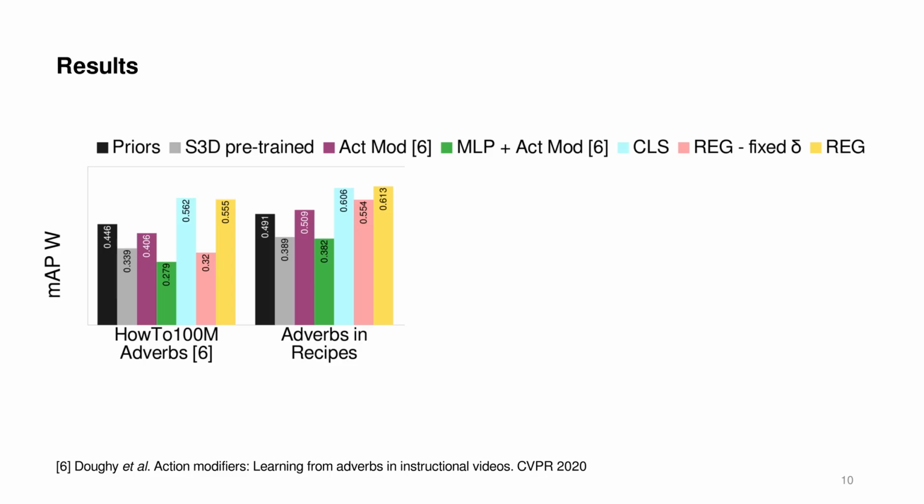Let's have now a quick look at the results. In the paper, we report several metrics. Here, for simplicity, I'll show only the weighted mean average precision for adverb classes. We evaluate 5 datasets, including our new AIR. On AIR and HowTo100M Adverbs, our method outperforms the previous state of the art and the other baselines. We see that the regression baseline with fixed delta is our worst variant, which validates the idea of using learning targets that change according to each verb and adverb, which is what our reg variant does.